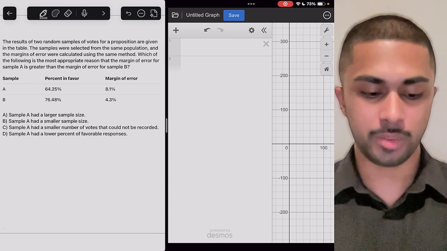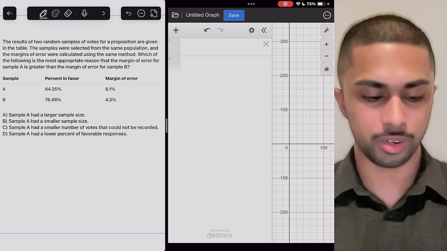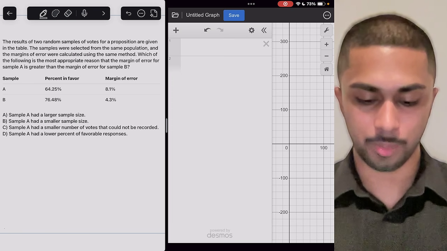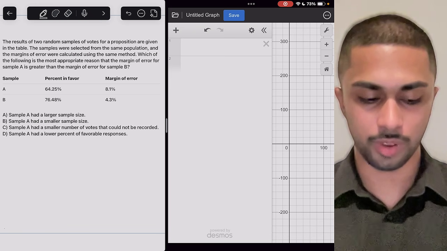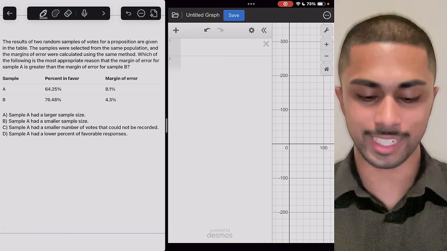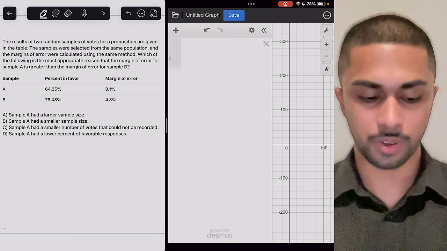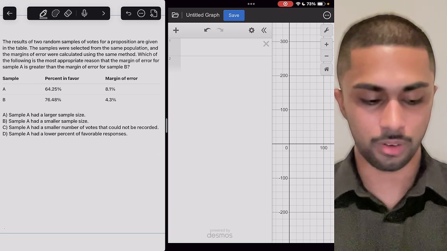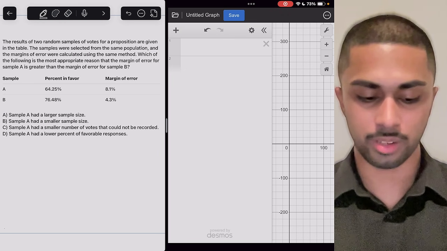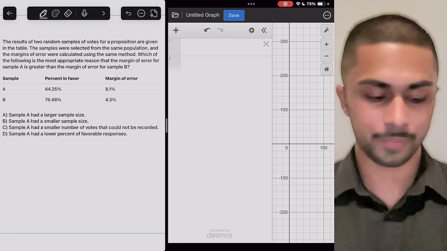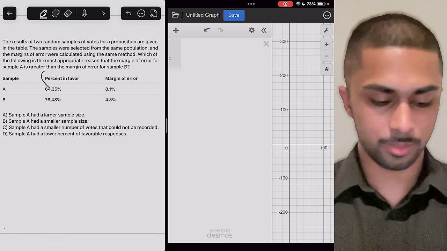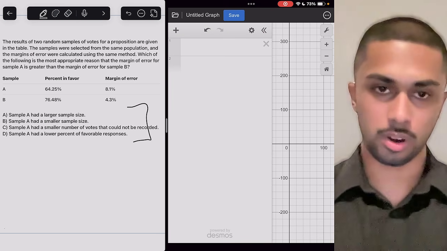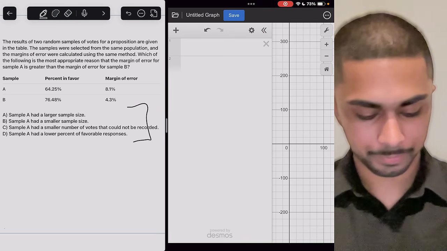The results of 2 random samples of votes for a proposition are given in the table. The samples were selected from the same population, and the margins of error were calculated using the same method. Which of the following is the most appropriate reason that the margin of error for sample A is greater than the margin of error for sample B? And it gives percent in favor, margin of error, and then these 4 answer choices.